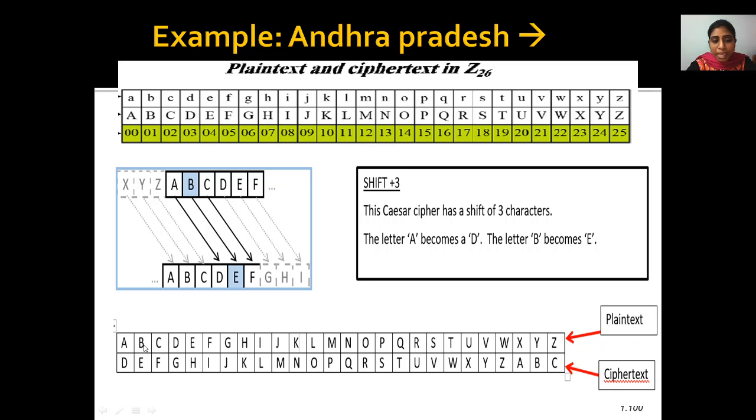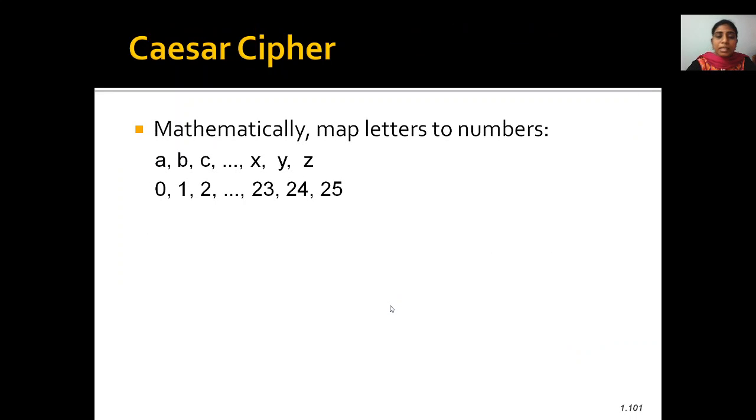Now, if you take A, B, C, D till Z, this becomes the plain text, and D, E, F and so on, the shifted values, become the ciphertext values. So if I have the plain text A, B, my ciphertext value becomes D, E. This can also be expressed as a mathematical mapping of letters to numbers. So we replace the A value with 0 till Z with 25.